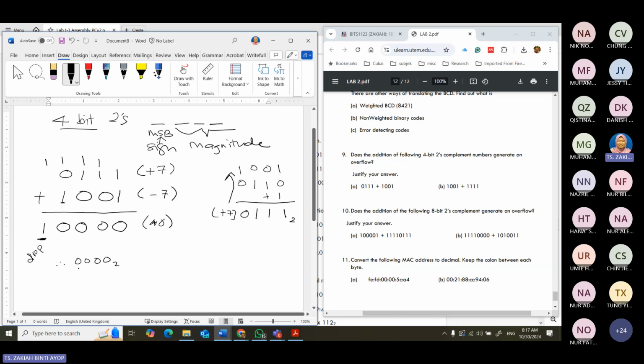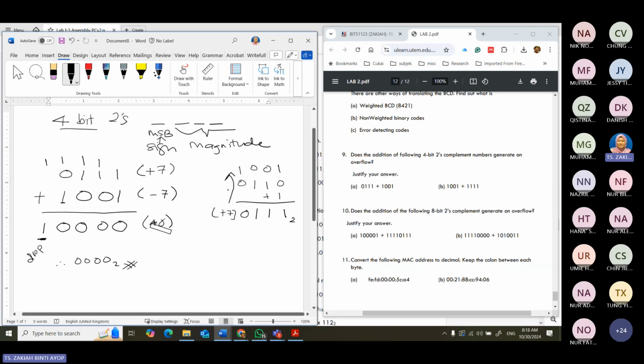It's a 0. So does it reflect 0, 0, 0, 0 here? Does it reflect the decimal here? Yes, this is a 0. Then this is your final answer. So is there any overflow? No. Okay, it's not overflow.